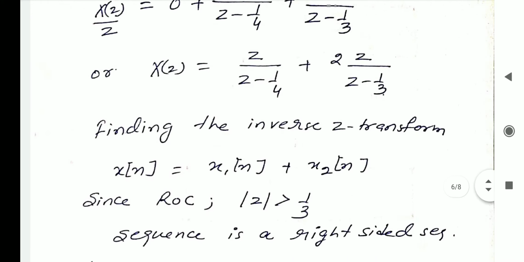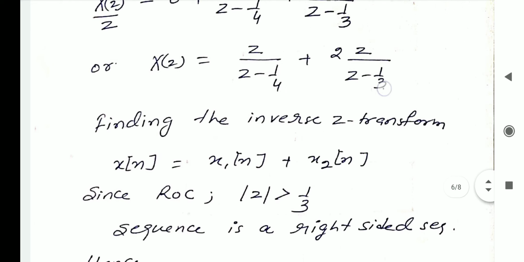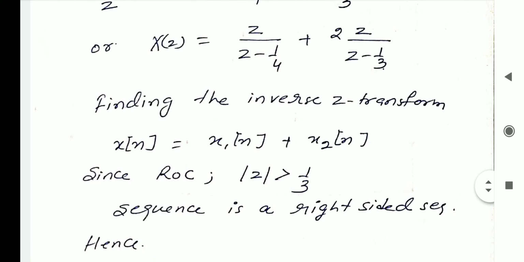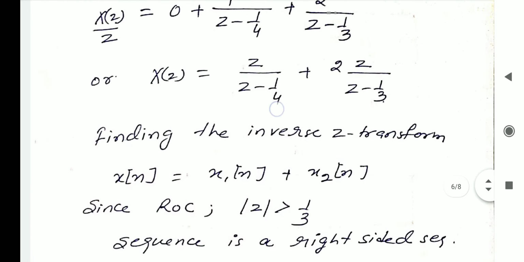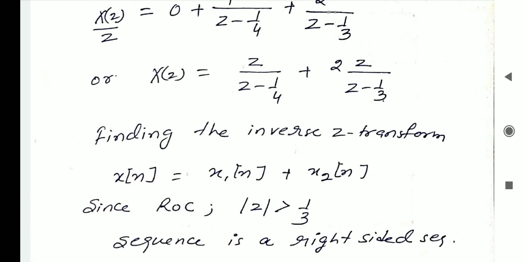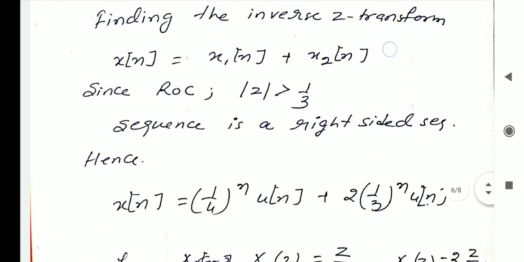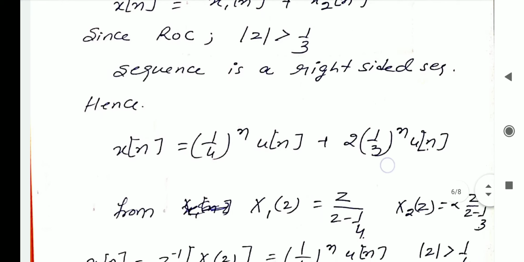Now finding the inverse z transform. This X(z) will have x(n) as the inverse z transform. It will have two parts. This one is x1(n) and this one is x2(n). Now we know that ROC is mod of z greater than 1/3. The sequence is a right-sided sequence. We already know that. Now x(n) can be directly written as (1/4)^n u(n), which has the z transform z/(z minus 1/4), and z/(z minus 1/3) will have (1/3)^n u(n). Now this can be simply written as (1/4)^n u(n) plus 2(1/3)^n u(n).